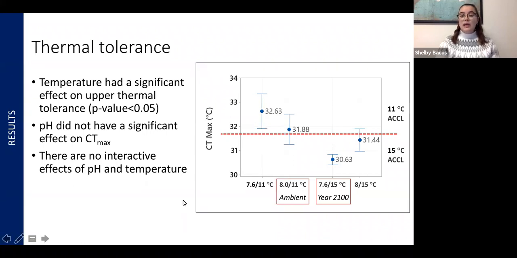Now, using a two-way ANOVA, we analyzed our results and found that temperature had a significant effect on the upper thermal tolerance value of Lania. So the temperature at which each treatment was acclimated, whether that being 15 degrees Celsius or 11 degrees Celsius, significantly affected the CT max of those treatments. However, we found that pH did not have a significant effect on CT max, and that there weren't any interactive effects of pH and temperature.